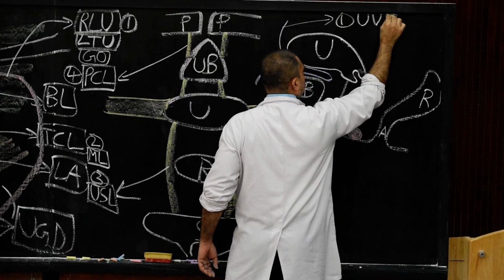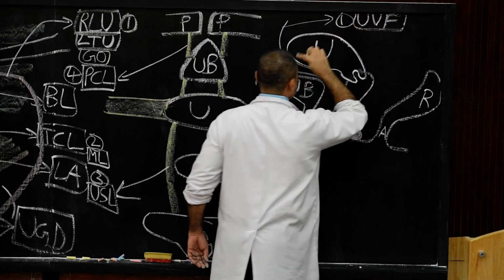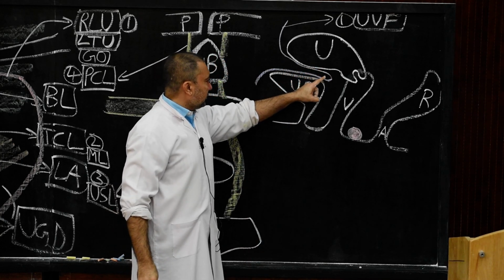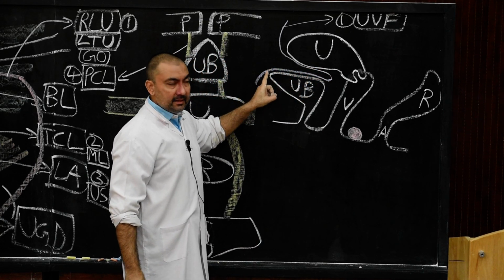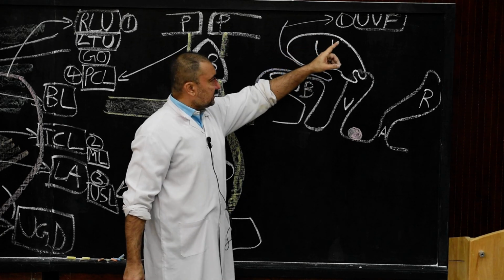Uterovesical fold of peritoneum. This is the first false ligament between the anterior surface of the uterus and the superior surface of the urinary bladder. This is the fold of peritoneum, the uterovesical fold.